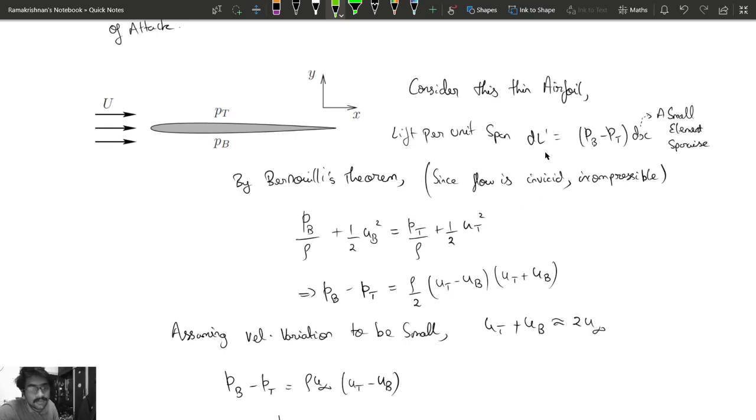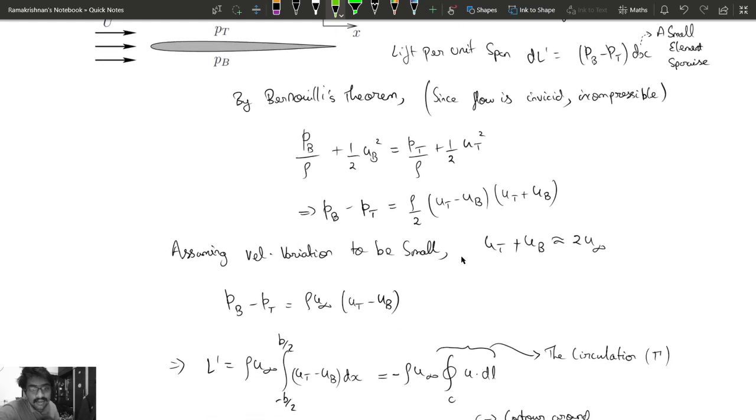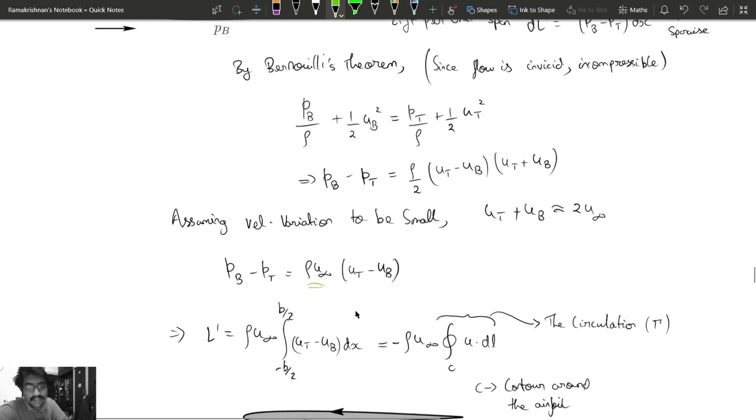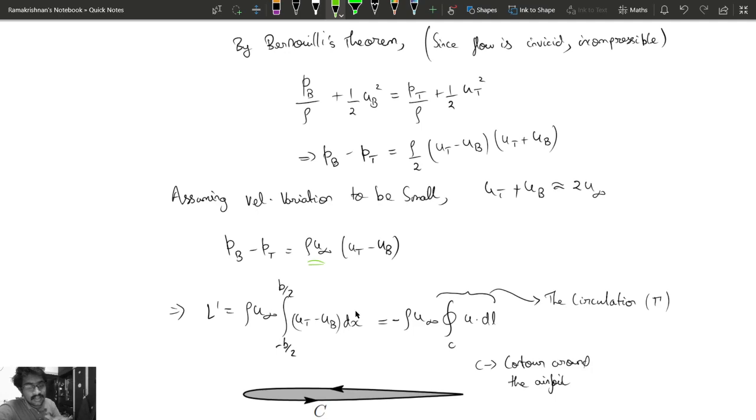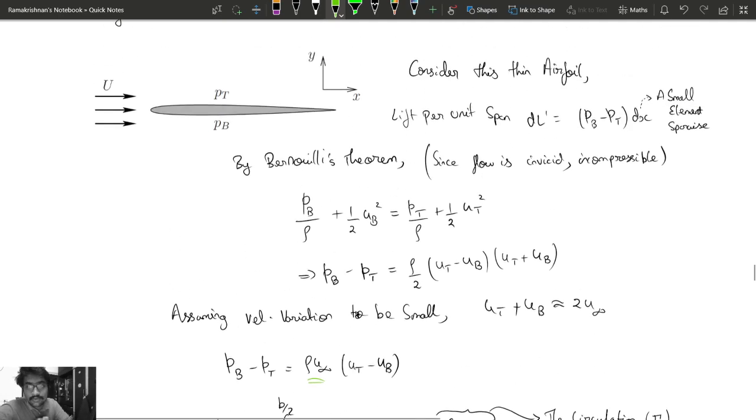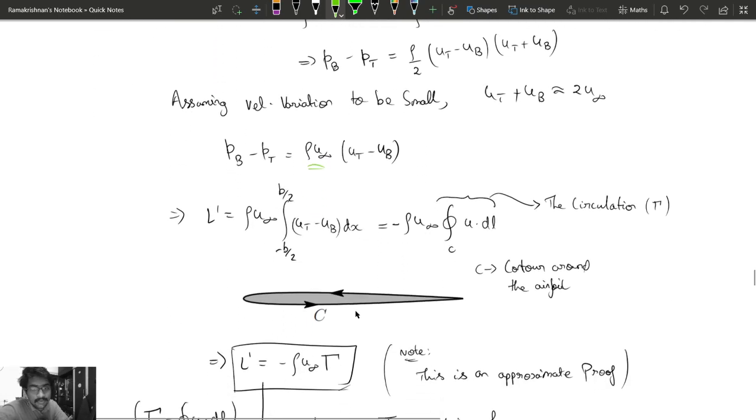So the lift per unit span, which I call dL prime, is nothing but the PB minus PT, that is the pressure difference in the lower surface and the upper surface, times dx. That dx is a small span-wise element that I am considering to calculate my lift per unit. By Bernoulli's theorem, since I am considering the fluid to be inviscid and incompressible, which was stated earlier, I can write that my PB minus PT is nothing but rho times U infinity, the free stream velocity, times UT minus UB. UT is the flow velocity over the airfoil, and UB is the flow velocity below the airfoil.